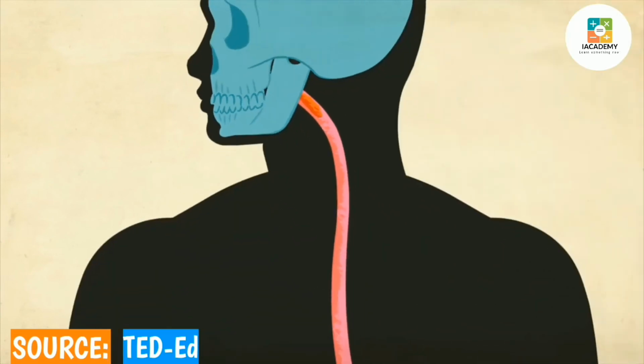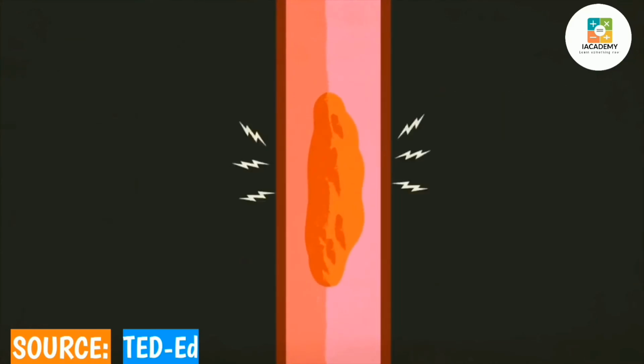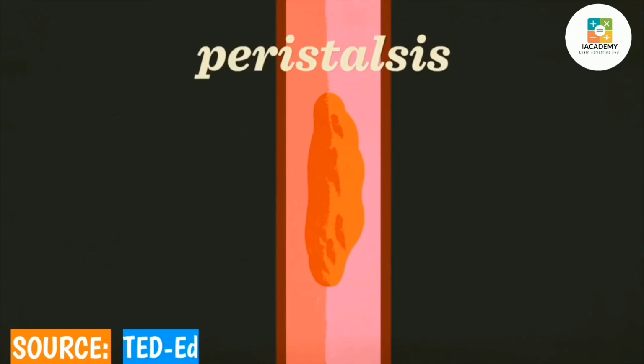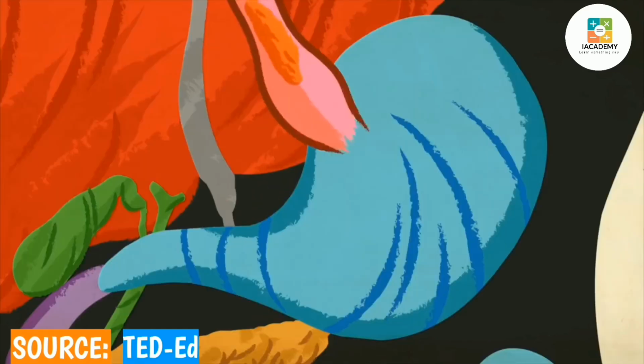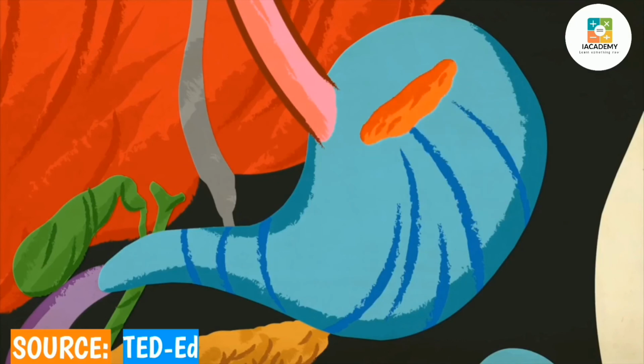Then your food finds itself at the rim of a 25 centimeter long tube called the esophagus, down which it must plunge to reach the stomach. Nerves in the surrounding esophageal tissue sense the bolus's presence and trigger peristalsis, a series of defined muscular contractions. That propels the food into the stomach, where it's left at the mercy of the muscular stomach walls, which pound the bolus, breaking it into chunks.